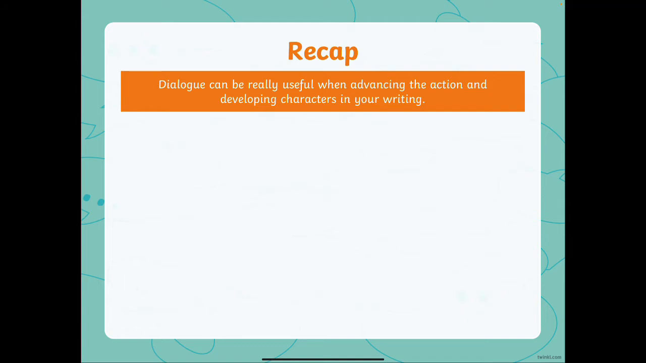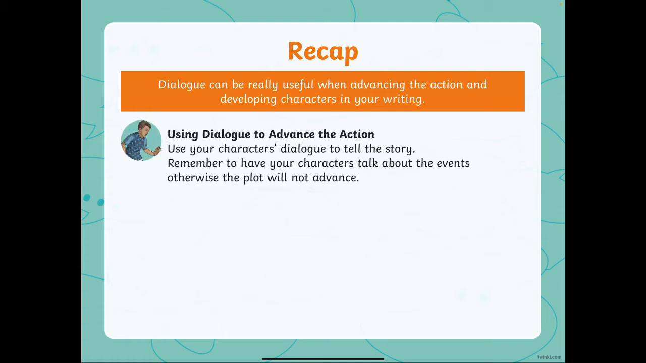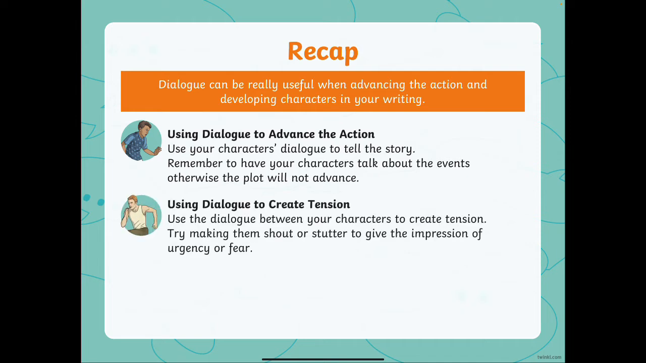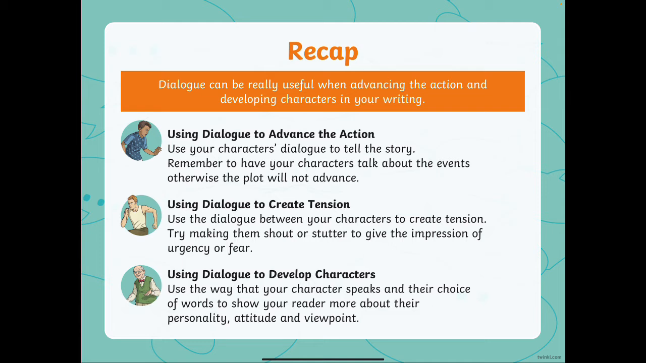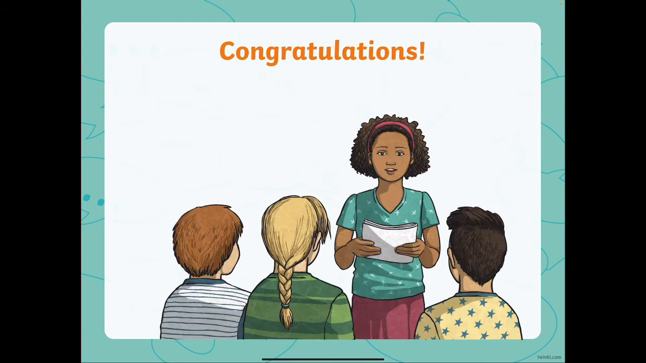So to recap, dialogue can be really useful when advancing the action and developing characters in your writing. You could use the characters to tell the story. They need to talk about the events, otherwise the plot does not advance, it doesn't go anywhere. You could create tension. To do that you need to make them shout or stutter or give the impression of urgency or fear. And you could also use dialogue to develop the character, so the way that your character speaks and the choice of their vocabulary shows your reader more about those characters' personalities, attitudes and viewpoints.